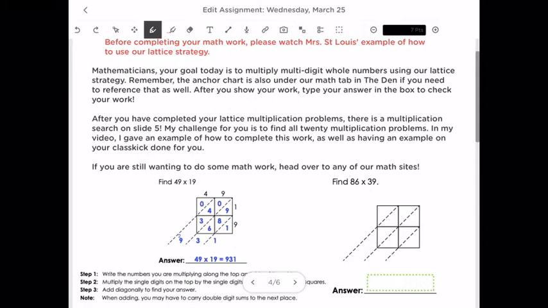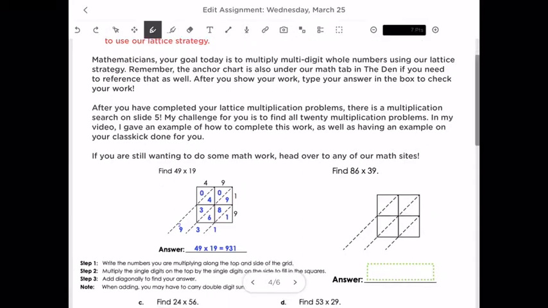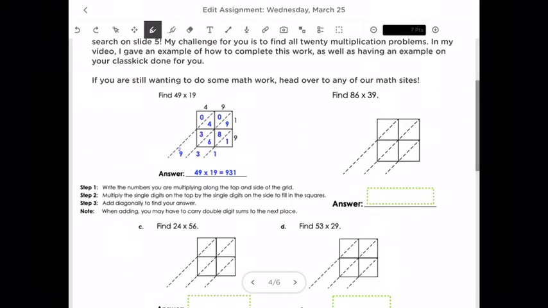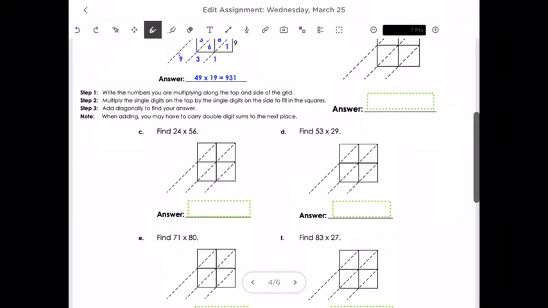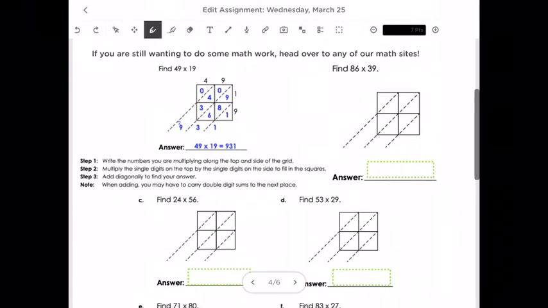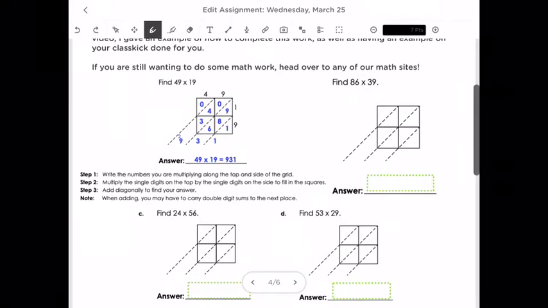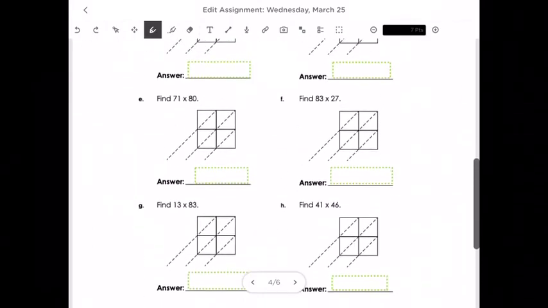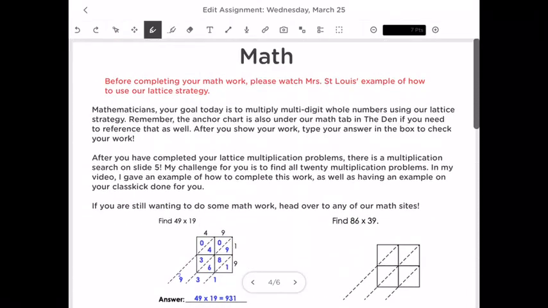So just like yesterday, you are going to solve the problems. After you've solved the problems using the lattice, you're going to type it in those green boxes there to make sure that it is correct. Okay, remember, if it pops up 1 out of 1, you're good to go. If it pops up red, that means you need to try again. So you have 7 problems there to do for that.